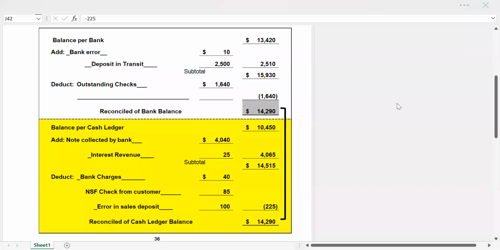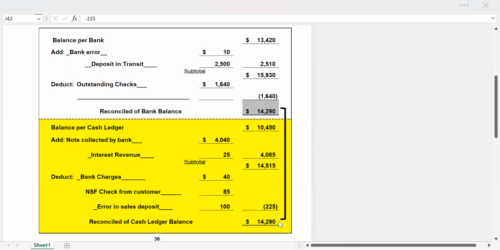In our prior session, we learned how to construct a bank reconciliation. You should see it on your screen right now. So now we're going to talk about how we get the information from our reconciliation into our accounting records. After all, in our accounting records, we have a balance of $10,450, but the balance is supposed to be $14,290.